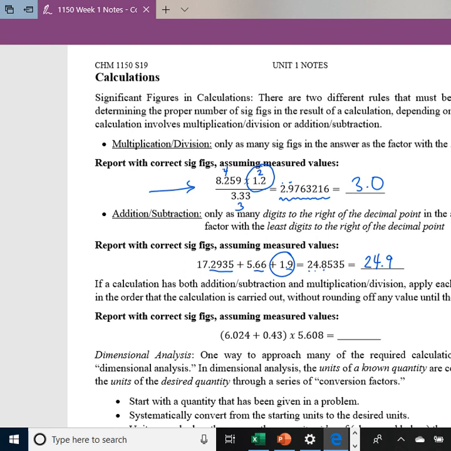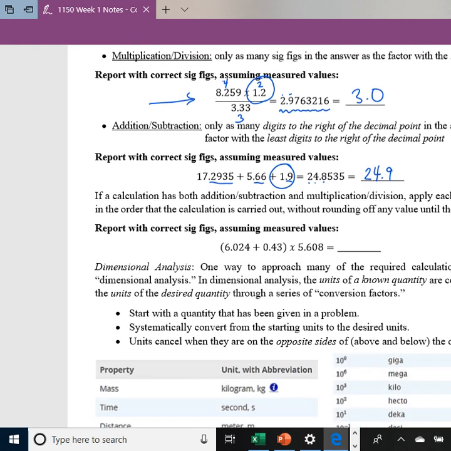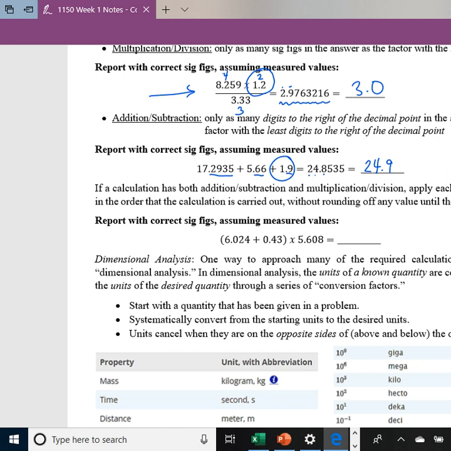If a calculation has both addition and subtraction and multiplication and division, apply each rule in turn in the order that the calculation is carried out, without rounding off any value until the final result. This last part is very important. If you round off early, it's very common to come out with the wrong answer at the end. So do not round early, but keep track of how many sig figs each answer should have.